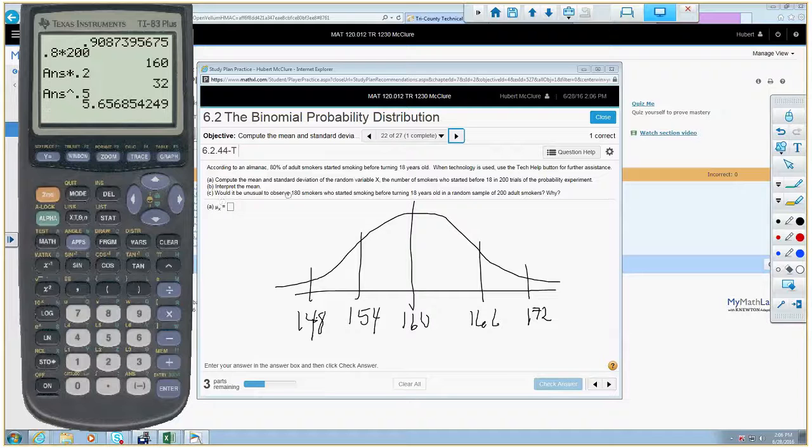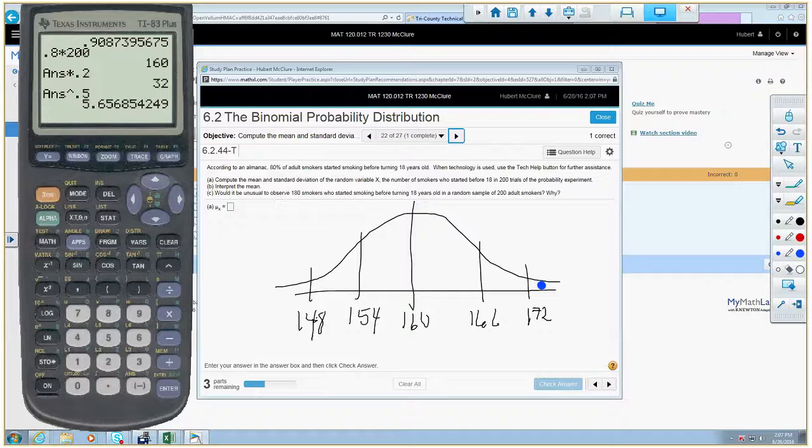Now, would it be unusual to observe 180 smokers? Well, let's take B and put it on 180. Yep, right there. Is that unusual? Yes, because it's outside 2 standard deviations.